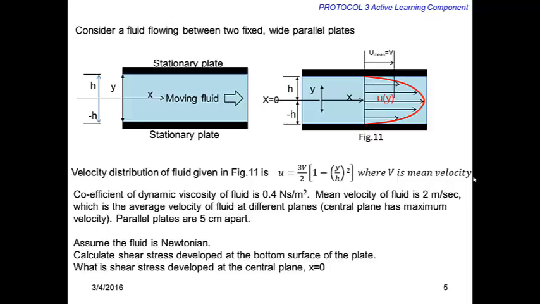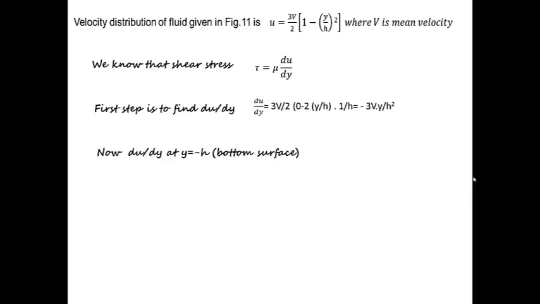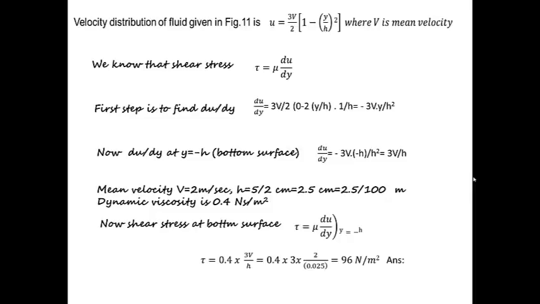In this problem, the velocity distribution is given. We can use the equation connecting the shear stress and velocity gradient for solving this problem. The first step is to find the velocity gradient from the given function. Then, find the gradient at the surface. Using the given values of mean velocity, distance, and dynamic viscosity, we can calculate the shear stress at the bottom surface as 96 Newton per meter square.